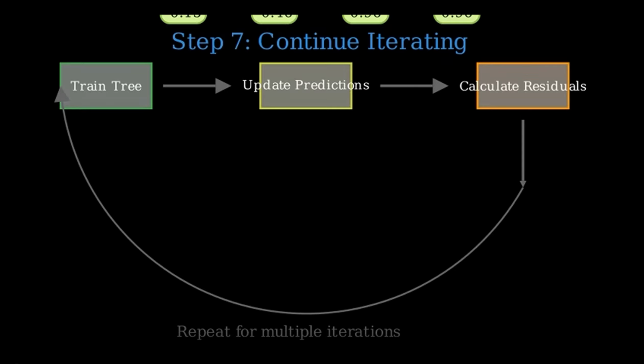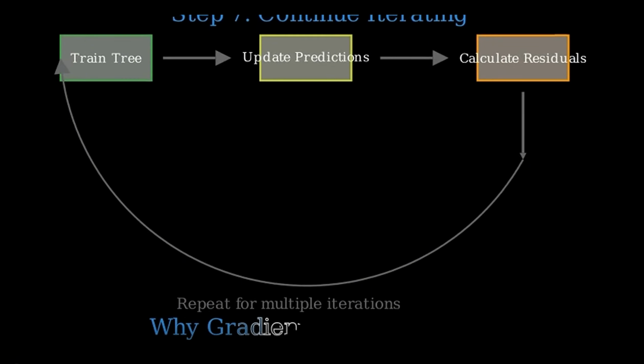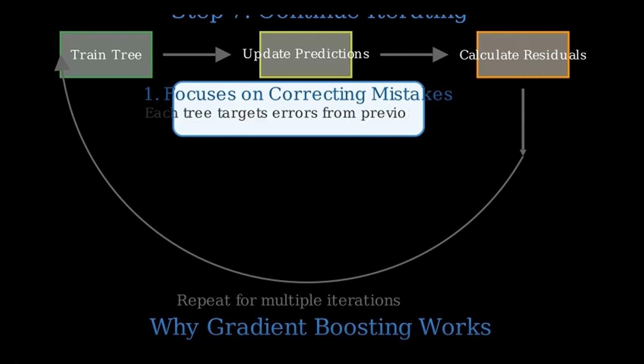Why does gradient boosting work so well? There are several key reasons. First, it focuses on correcting mistakes. Each new tree specifically targets the errors made by the combined previous trees.